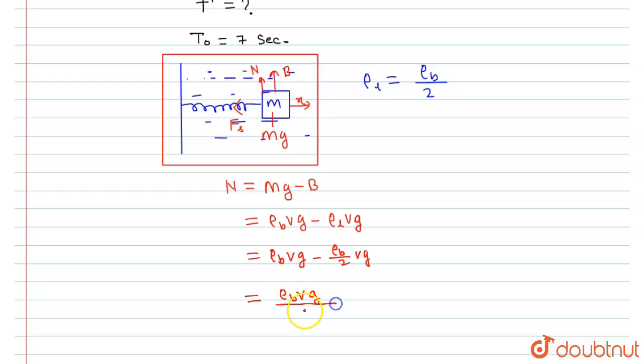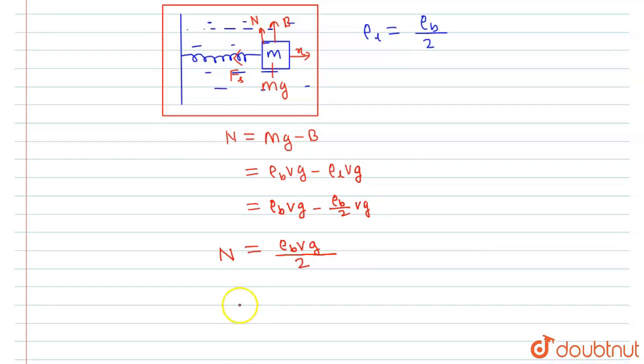This is the normal force. Now rho B V g divided by 2, where rho B V is equal to m, so this is mg divided by 2. So normal force N is equal to mg divided by 2.